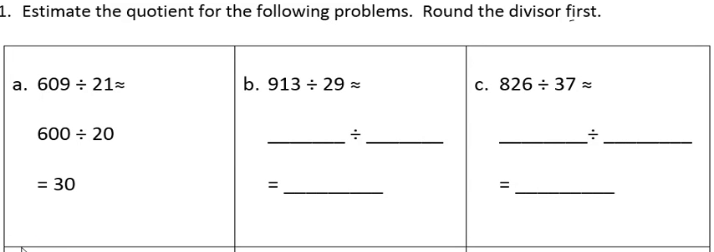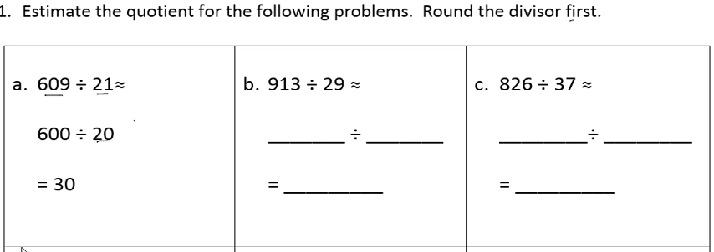This tutorial is for 5th grade, Module 2, Lesson 17. The directions say estimate the quotient for the following problems and round the divisor first. My original problem was 609 divided by 21. 21 is the divisor, 609 is the dividend. I rounded 21 to 20.